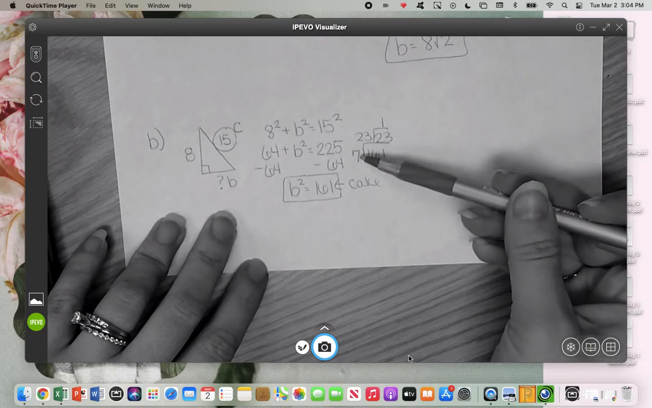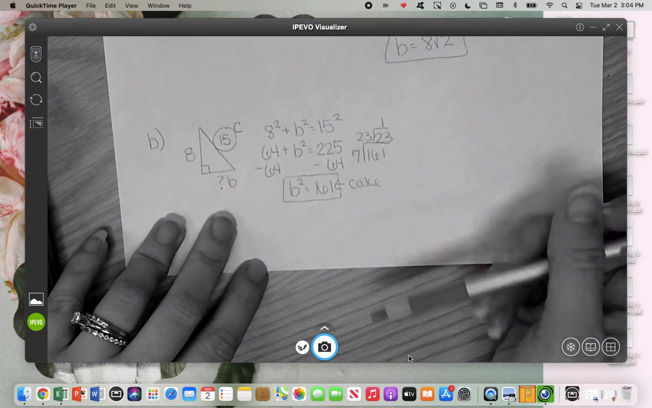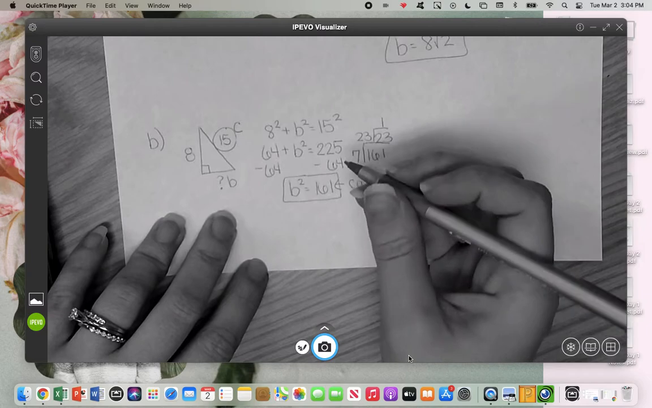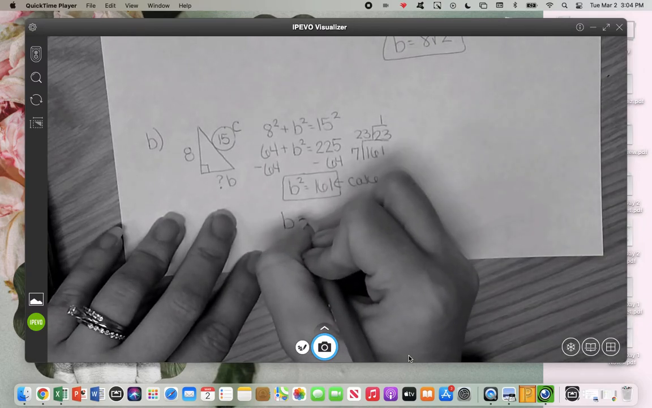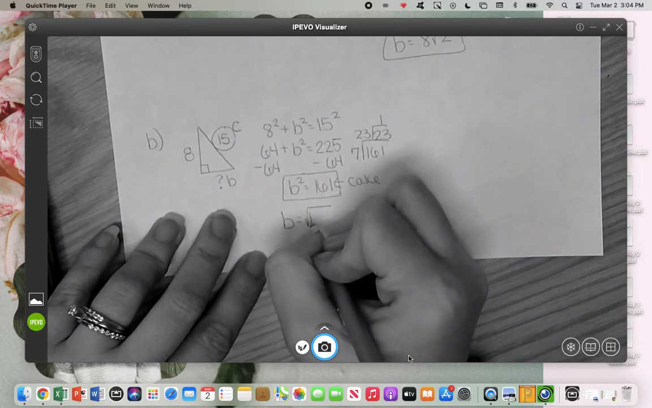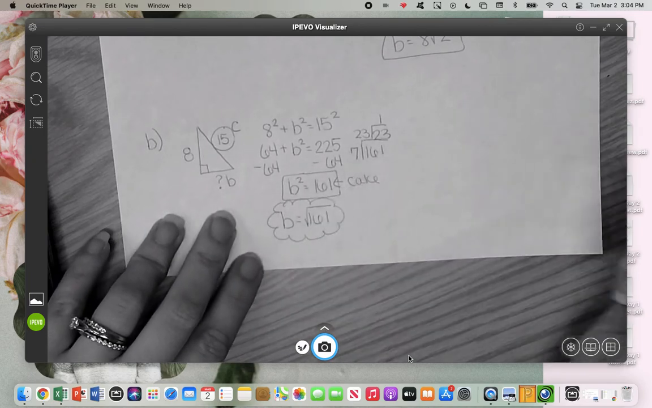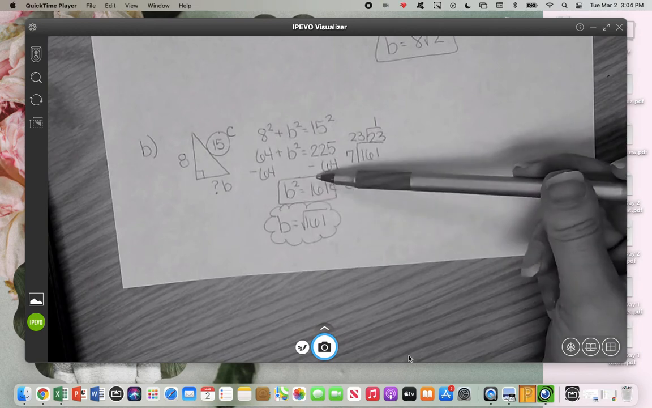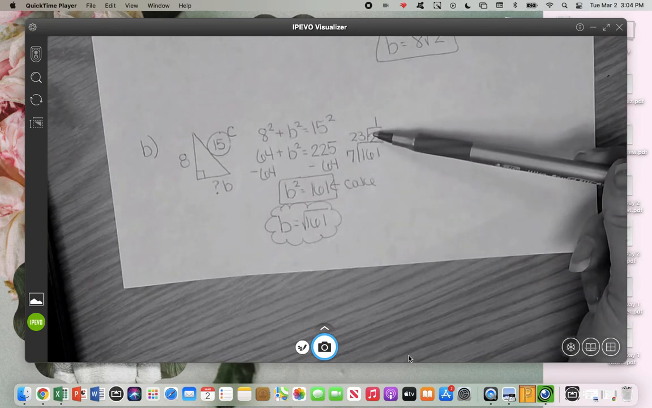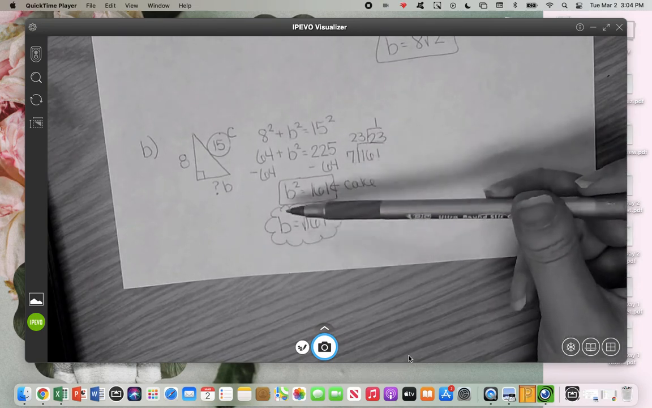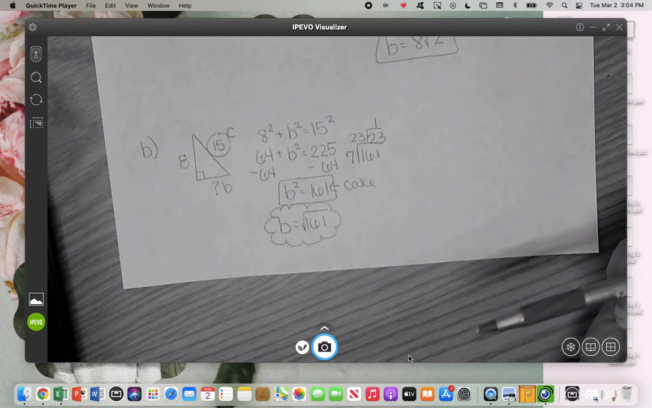So on this one, we do not have any pairs. So this means we're done. So this one is the good answer. So we know b squared is 161. We tried to simplify it. There's no pairs to simplify it, so we just leave it as the square root of 161.